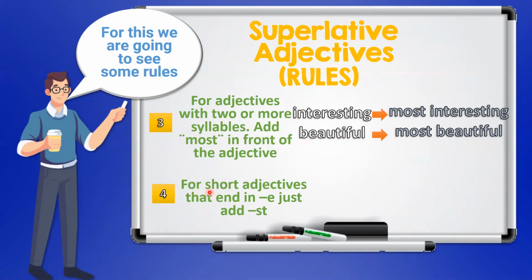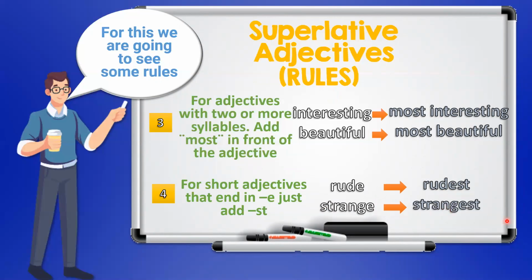All right. Rule number 4, for short adjectives that end in e, just add st. For example, rude already ends in e, so we are gonna add st for rudest. Strange already ends in e, so we're gonna add st for strangest.